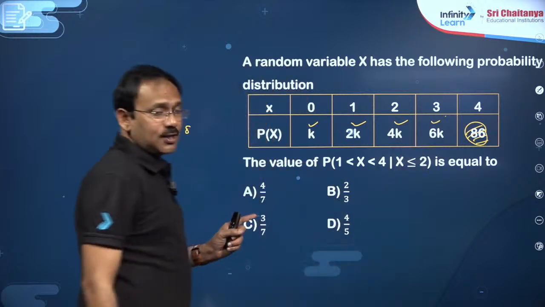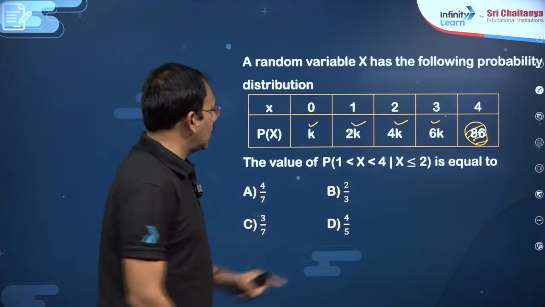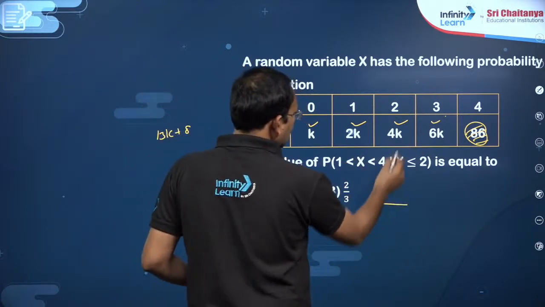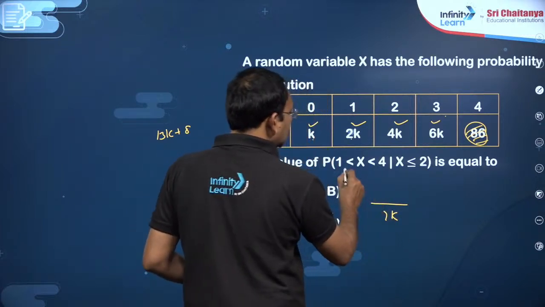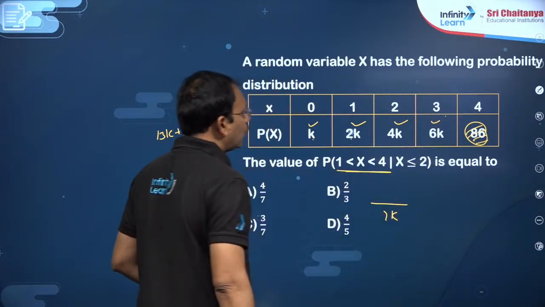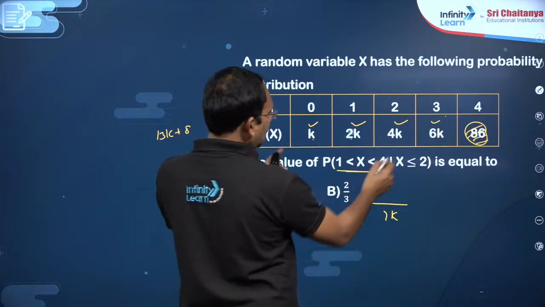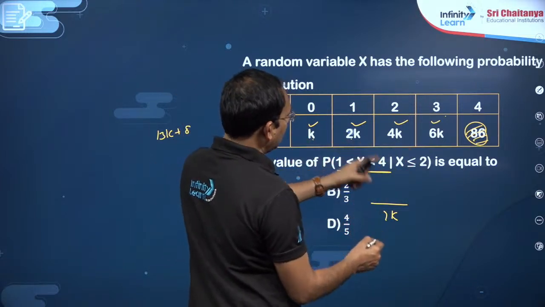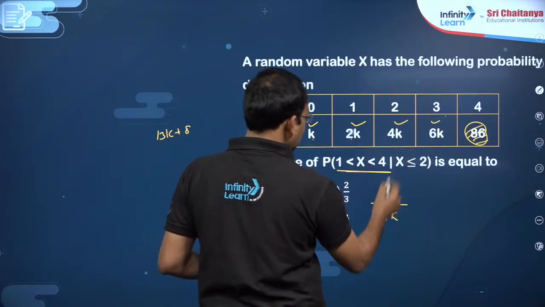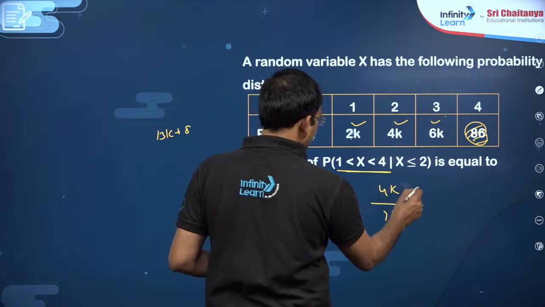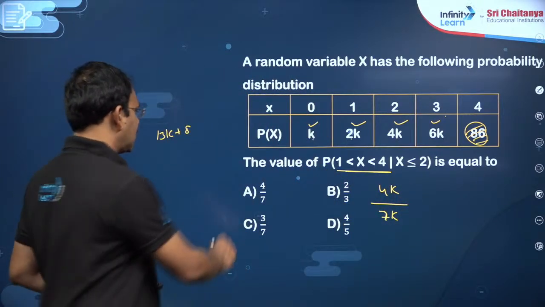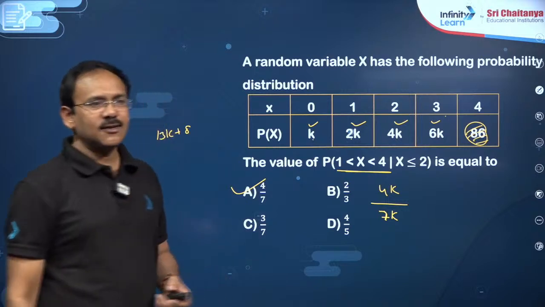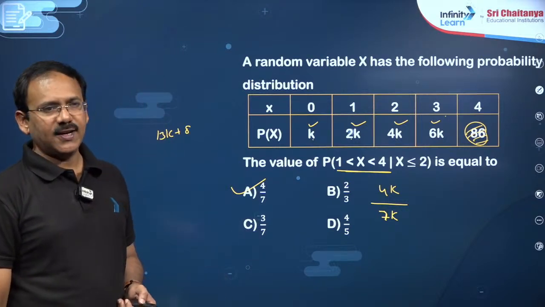Then what is he asking? Given x less than or equal to 2, that means 4k, 2k, k, that means 7k. He wants the case where x is between 1 and 4. More than 1 and less than or equal to 4 means the only case is 4k, my dear friends. So 4k by 7k, 4 by 7 is the probability. That's it. Directly you can answer, no need to simplify, dear friends.